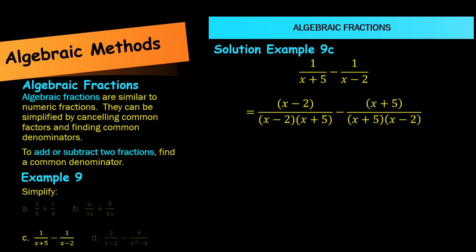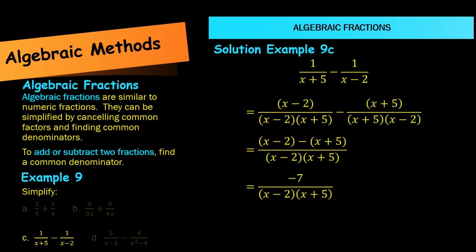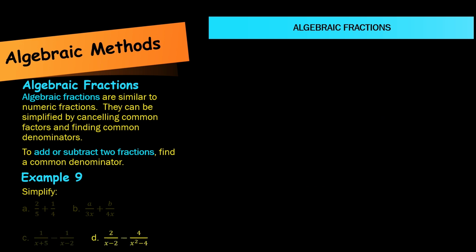And now we can subtract, as shown, to give minus 7 over x minus 2 times x plus 5. And finally for part D. Again, we're subtracting two fractions, so we need to have both fractions sharing a common denominator.